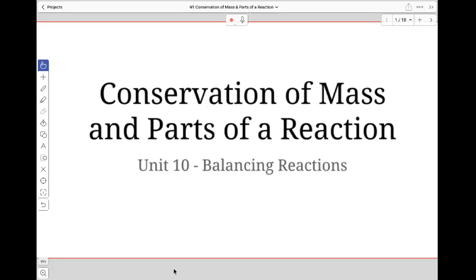So we are going to be talking about conservation of mass in different parts of a chemical reaction today, and eventually we are going to also be talking about how to balance chemical reactions today.